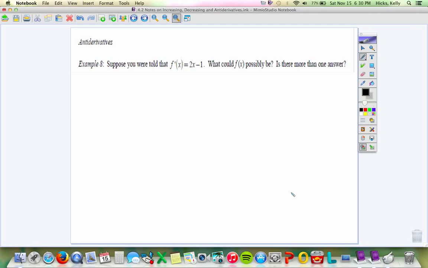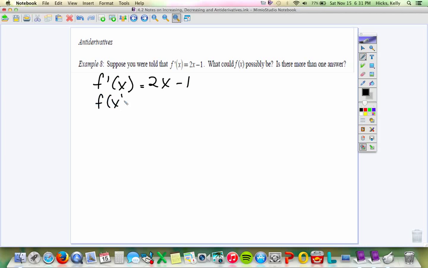Okay, antiderivatives. Let's see. This is not as scary as you think it might be. We did do this one in class because y'all were already freaking out about it, asking about it. Suppose you were told that f prime of x, the derivative, is equal to 2x minus 1. What could f of x possibly be? Well, you already told me this. Sarah wasn't there that day, so Sarah, think about this. What would the original function be if the derivative is 2x minus 1?